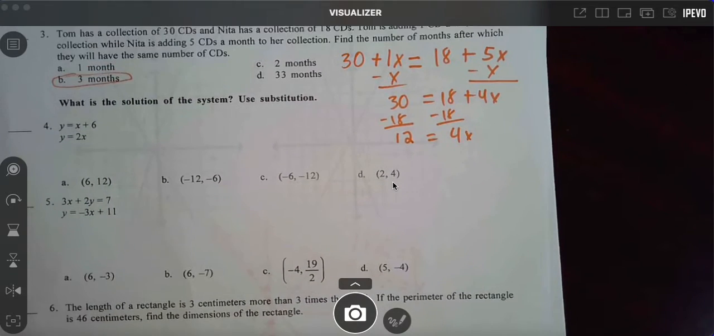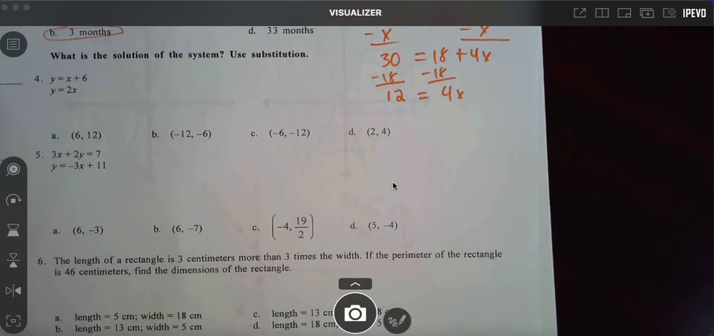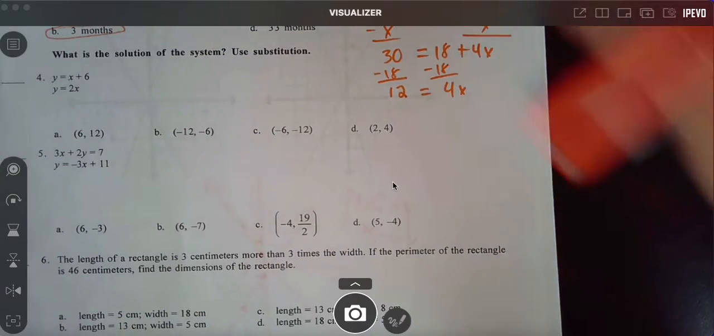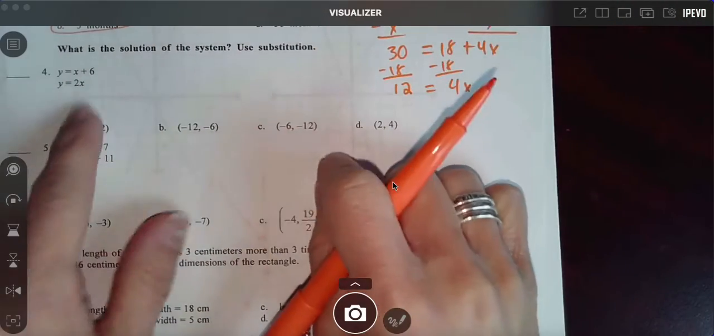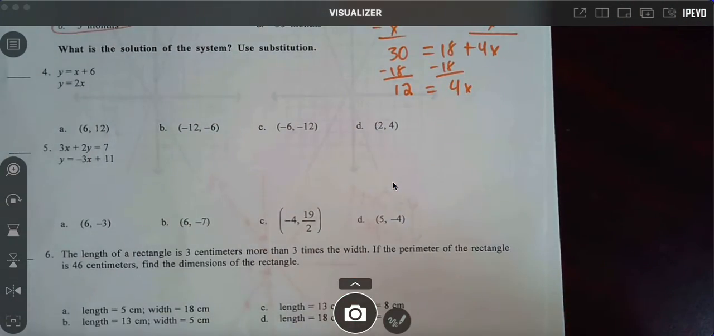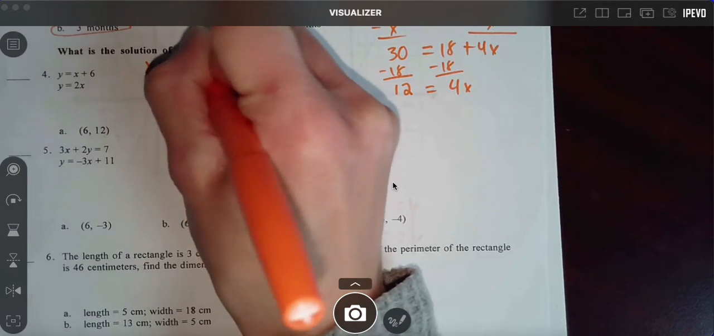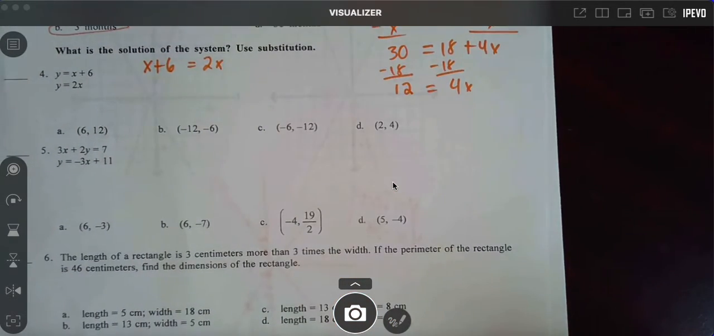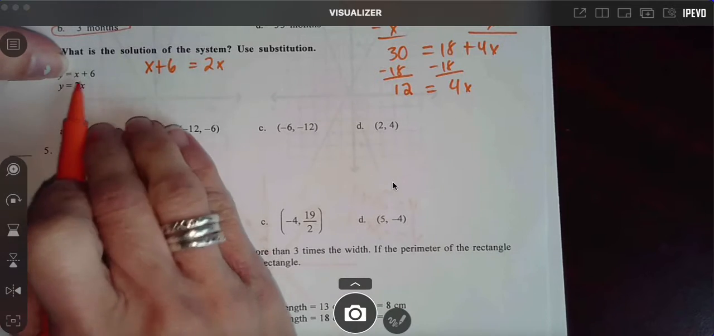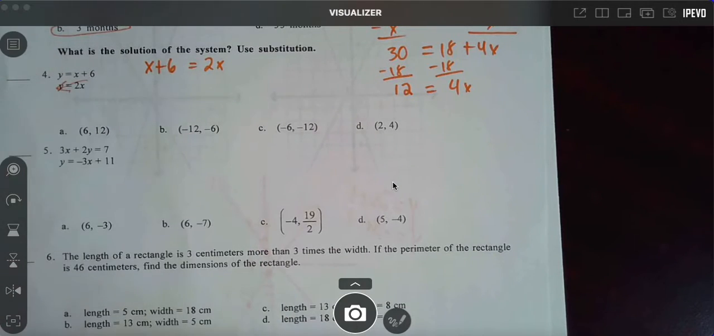What is the solution of the equation? Use substitution. This is the same thing we just did. I'm just going to set my 2 equations equal. Some of you are going to plug and play, right? Many of you are. If that works for you, do that. So mine, I'm just going to say x plus 6 equals 2x. I'm just setting them equal when they look like that. Plug this in right there.